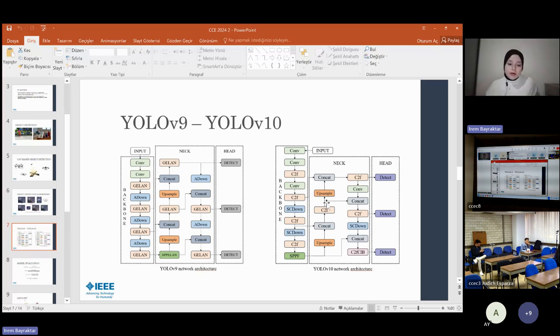And also for accuracy, YOLO 10 employs large kernel convolution and partial self attention to boost performance while minimizing computational cost. It's very important to minimize computational cost. It makes our algorithm faster and more accurate.